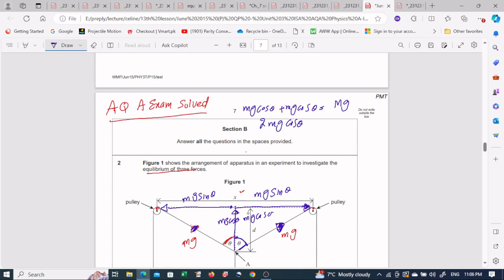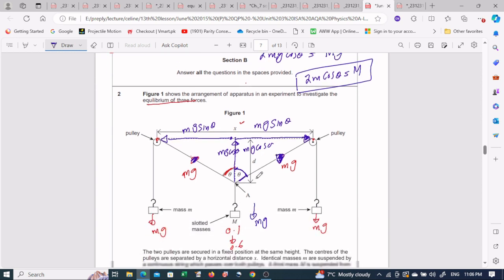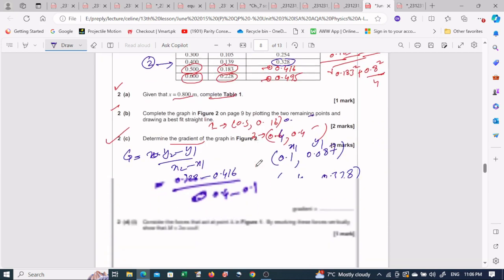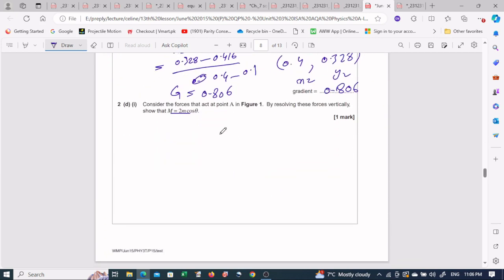So 2mg cosine theta is equal to capital Mg. This g will be cancelled, so 2m cosine theta is equal to capital M. This is our required result.